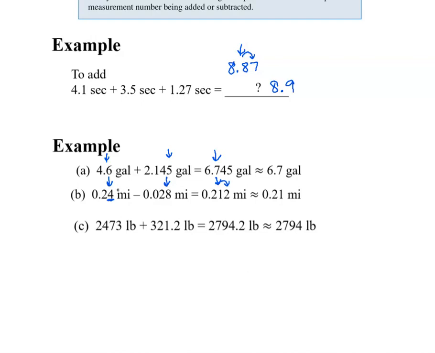2,473, 321.2. So this is precise to the ones place. This is precise to the tens place. This is the least precise. So we would have to round to the ones place. So they looked next door. It was 2. So they kept it a 4. They did not round up.